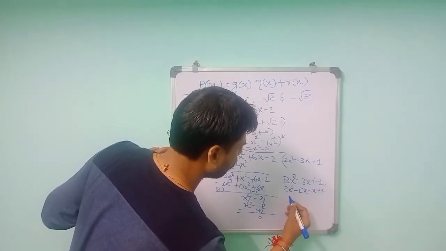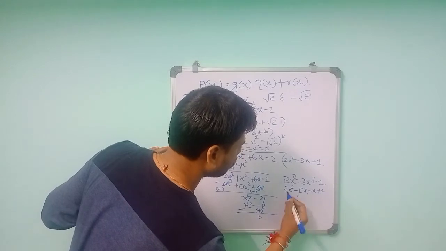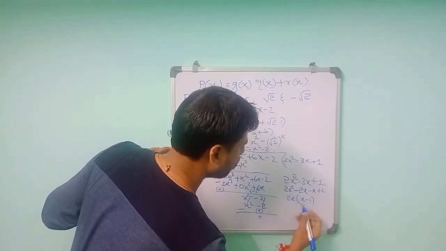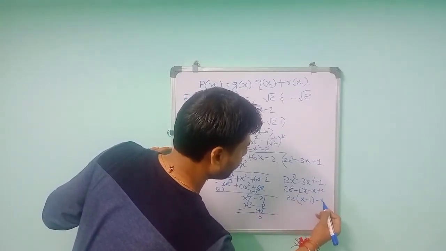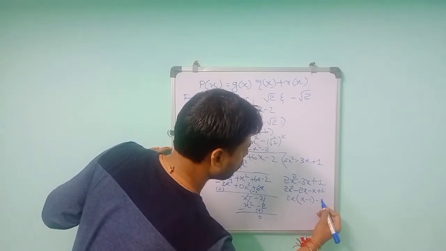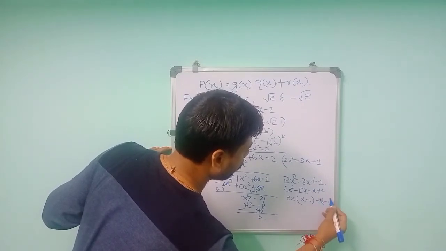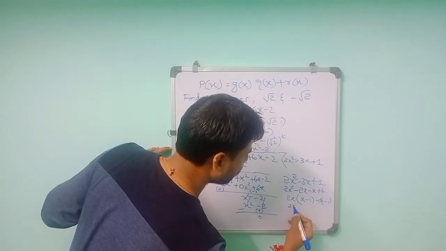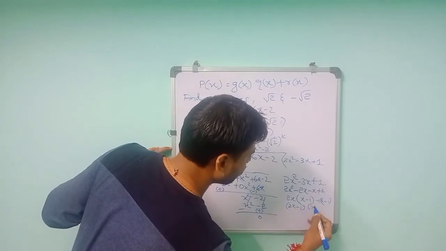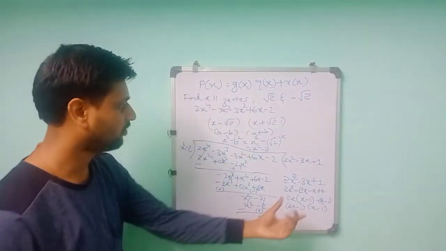So 2x square, 2x you take common, so x minus 1, then minus x minus 1. So it will become 2x minus 1 and x minus 1. So I will repeat once again.